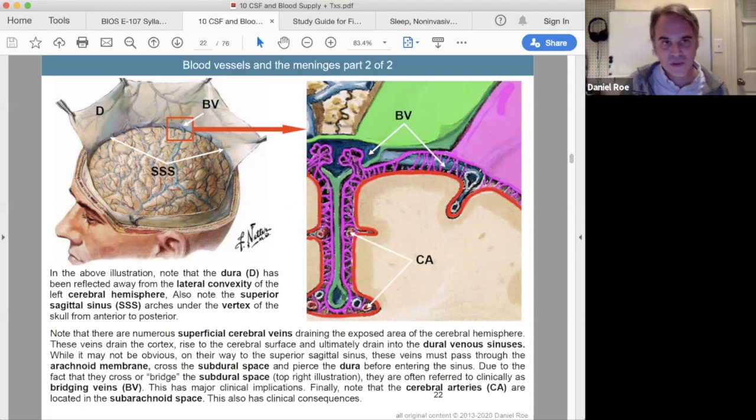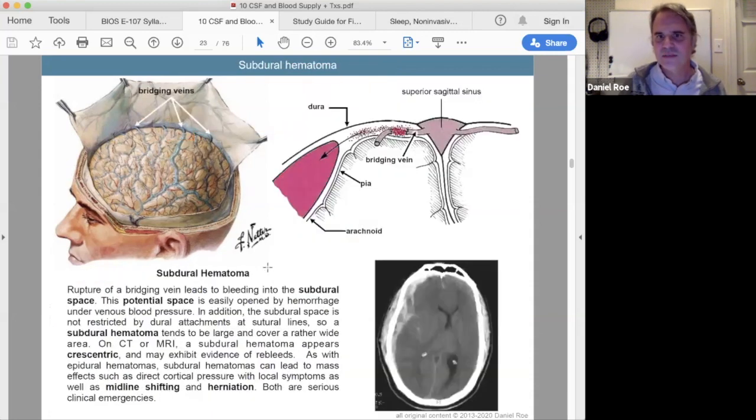And then the clinical course is not dissimilar to the epidural hematoma, but it takes a little longer for things to develop because this hematoma is not constrained by sutural lines. You know, here's the epidural, right? This is all epidural, beyond the dura. Subdural down here, it's not constrained by sutural lines. So note that there are numerous superficial cerebral veins. And they ultimately drain into the dural venous sinuses. I think I said all of this. Okay, you can go and read the text on your own.